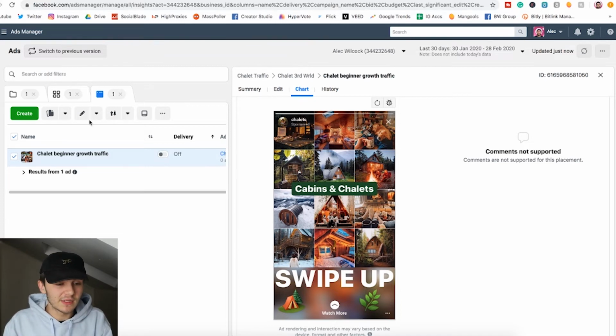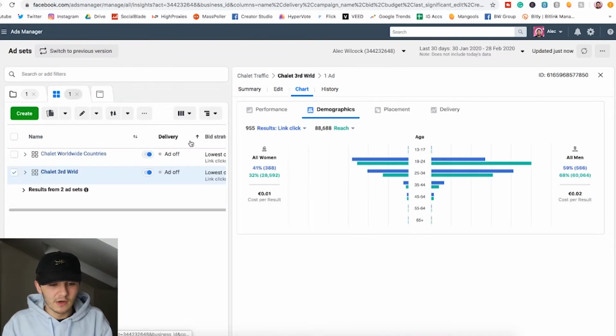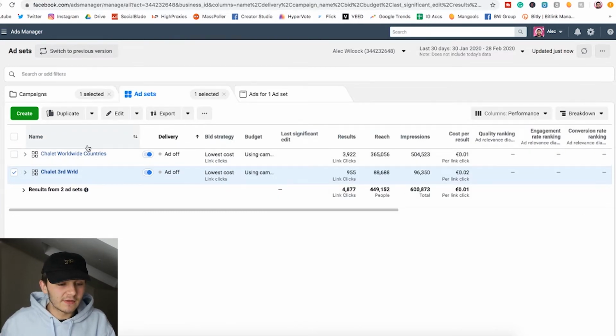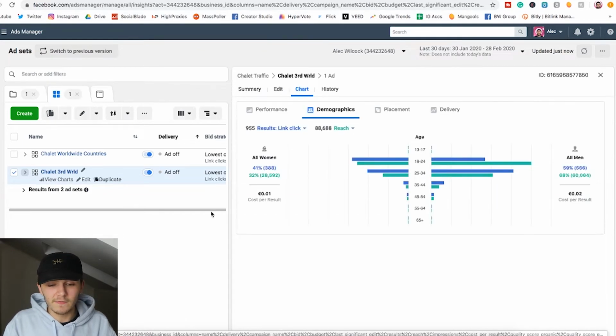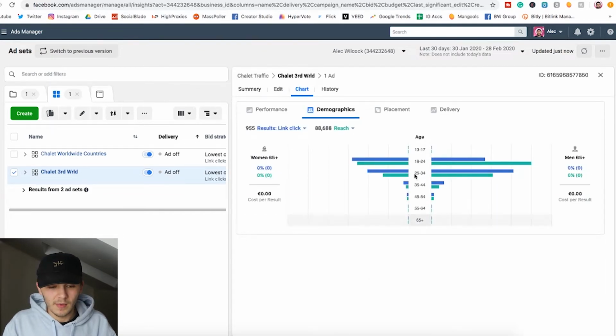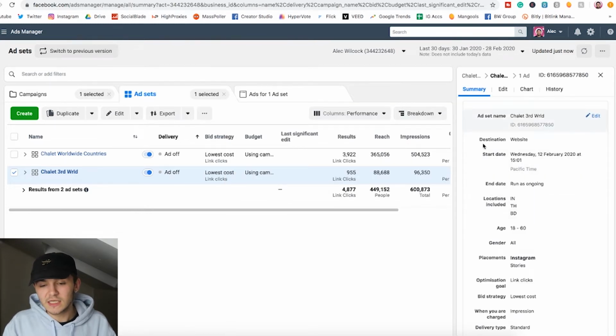So now I've shown you that, let me take you back to the ad sets. Right, so I've got two ad sets here, and the first one was Chalet Third World, and the reason I called it that is because I targeted third world countries. So if I just click on View Charts here, I go into Summary and I can see everything I did for this ad. So the destination was a website, and that is basically just the link that I put in for my Instagram profile. So if they did swipe up, it would just take them to that Instagram page.